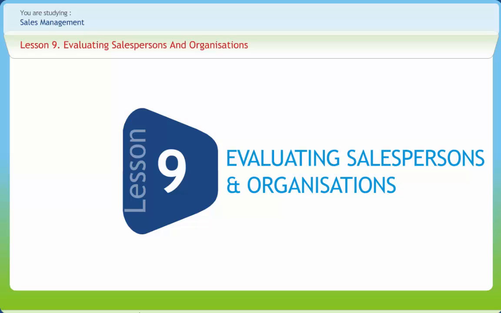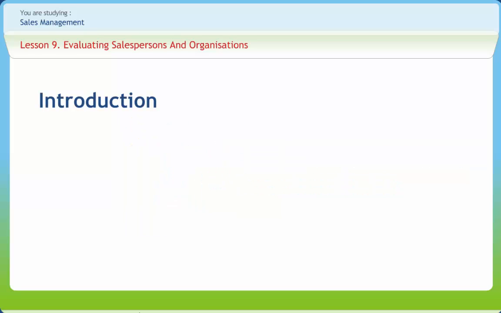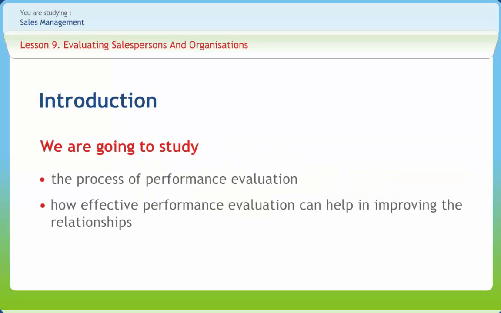Evaluating salespersons and organizations. One of the most important responsibilities of sales managers is to evaluate the performance of the sales personnel. The factors affecting salespeople's performance are many. Some of these are beyond the control of the individual, while some can be modified. A proper evaluation process ensures that the organization is well managed.